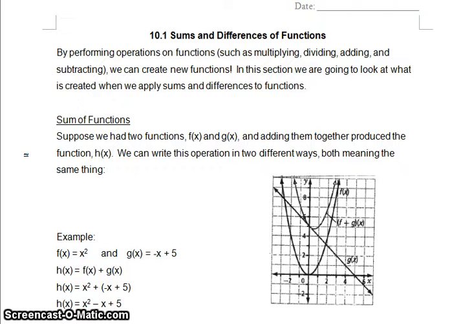In this section, we are specifically looking at what happens when we apply sums and differences to functions. So don't overthink this, it's exactly as it sounds. We're just going to be adding two functions together or subtracting them, and we're going to be graphing what the result is, okay?